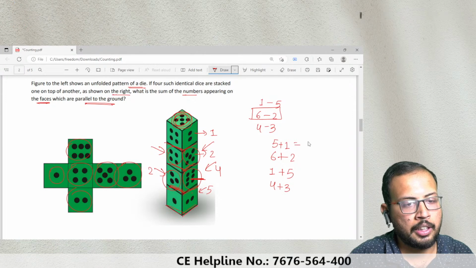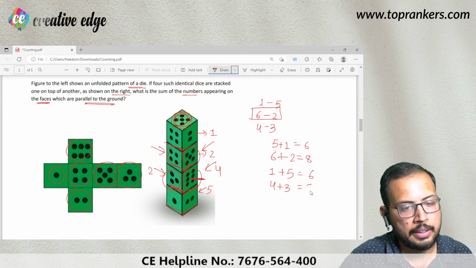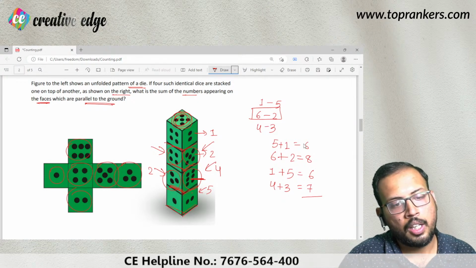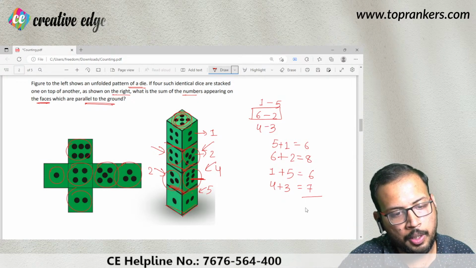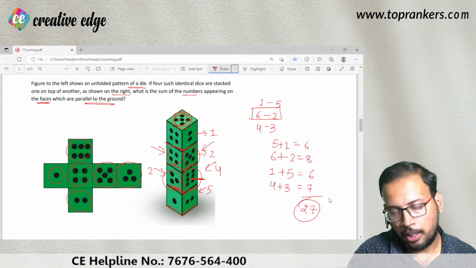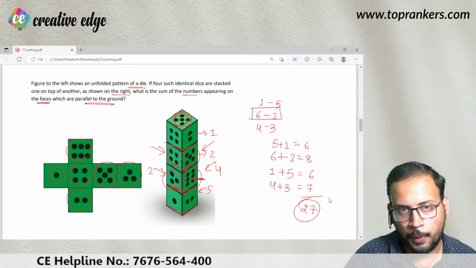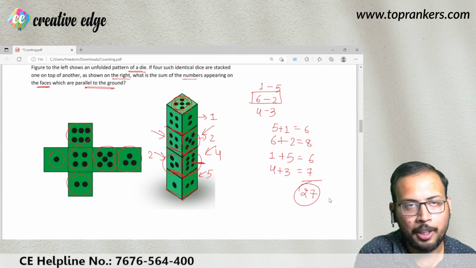So you have 6, 8, 6, 7. Now, if you sum them up, 14, 20, and 27. 27 is going to be the sum of these numbers. I hope this must be very much clear to you, right? Let's move ahead together now.